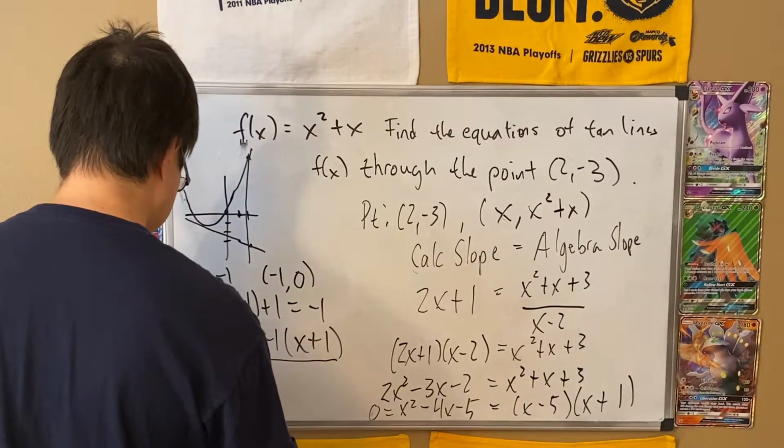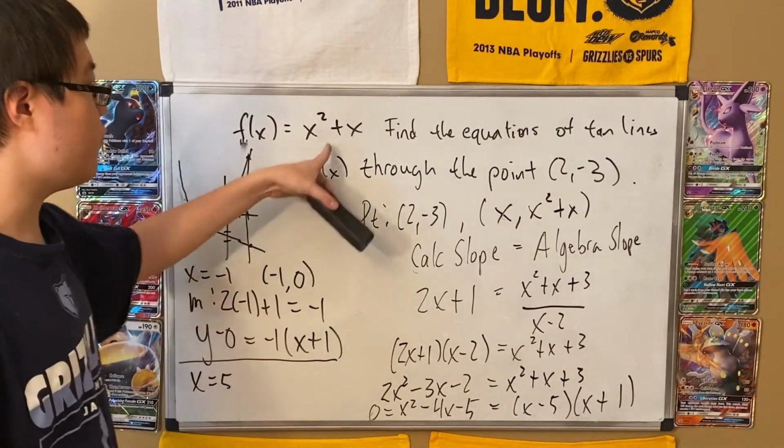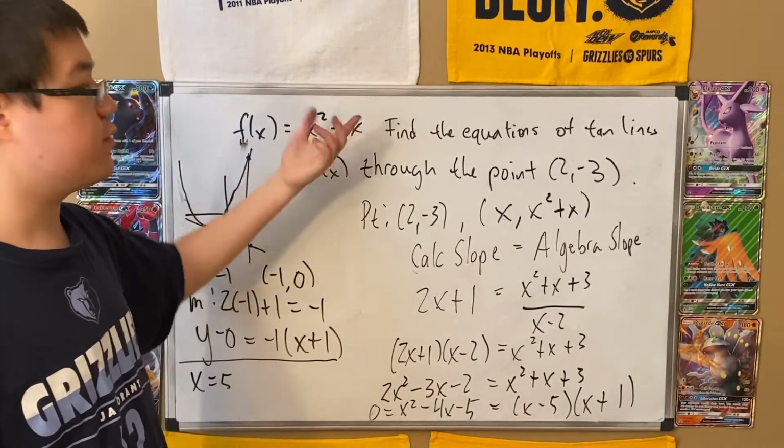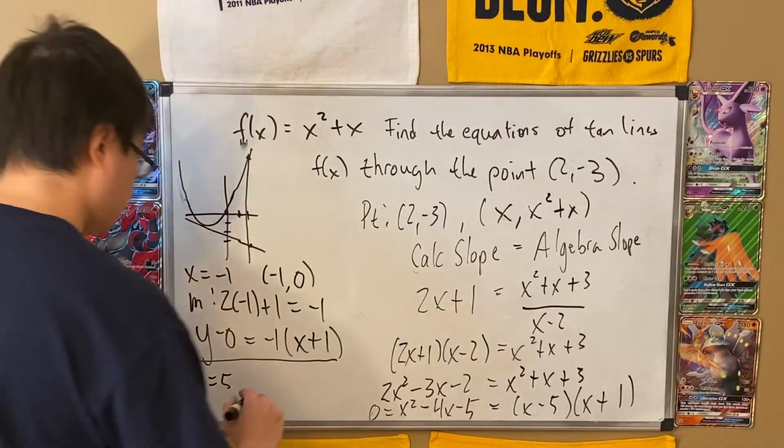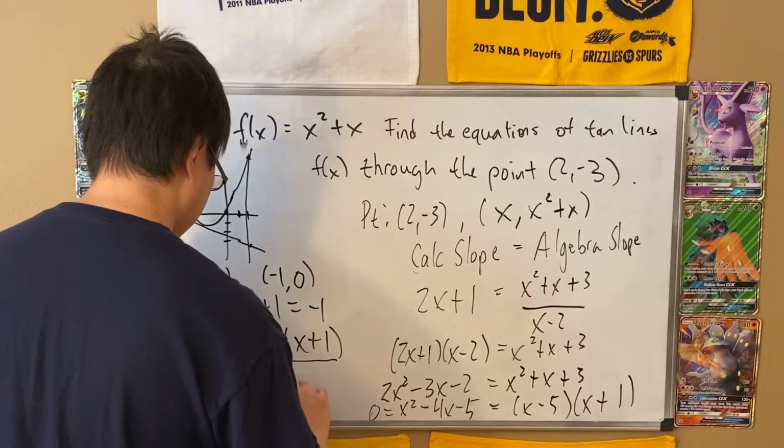So finally, I have x is equal to 5. How do you find the y coordinate? Again, you plug it in. 5 squared is 25, 25 plus 5 is 30. So it looks like our point's going to be 5, 30.